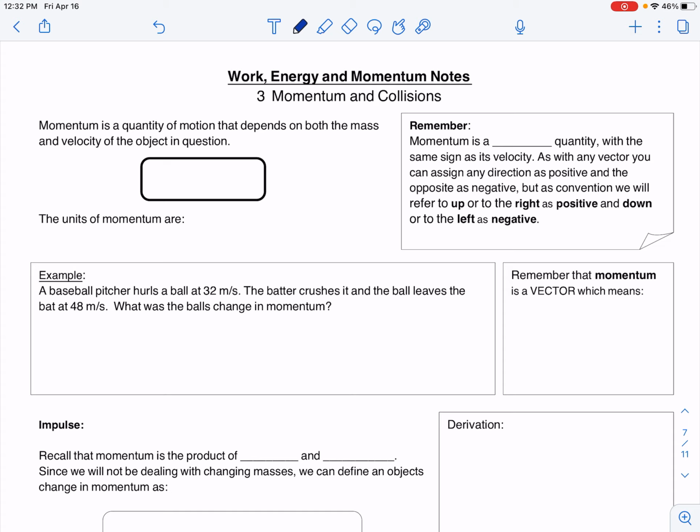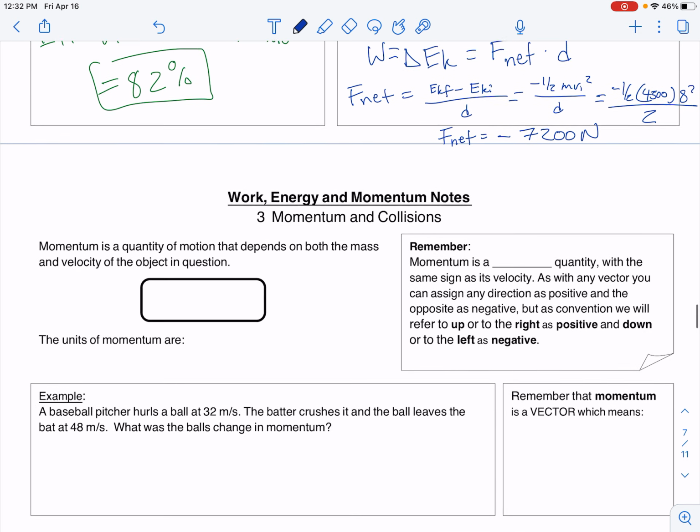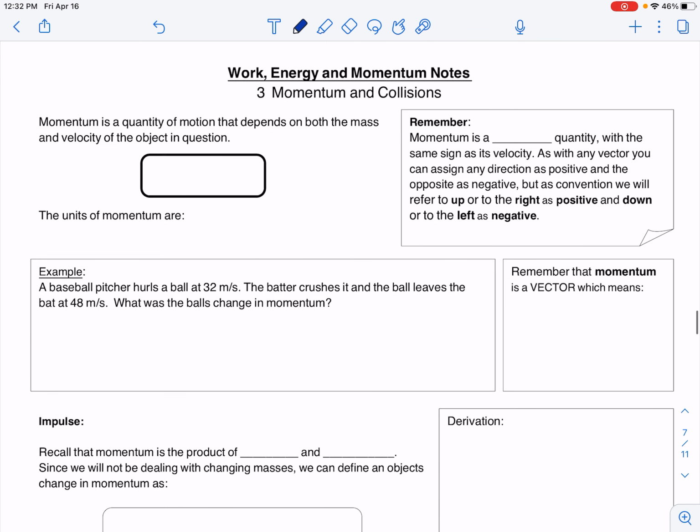All right. Next lesson is on momentum and collisions. So this is going to be new information here. A couple things, and I want to make sure we don't get confused. When we are talking about momentum, we denote it with a lowercase p. Not to be confused with uppercase P, which is going to be power. Now our formula is going to be lowercase p equals mass times velocity.